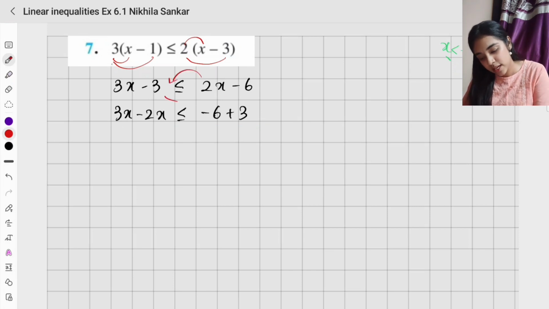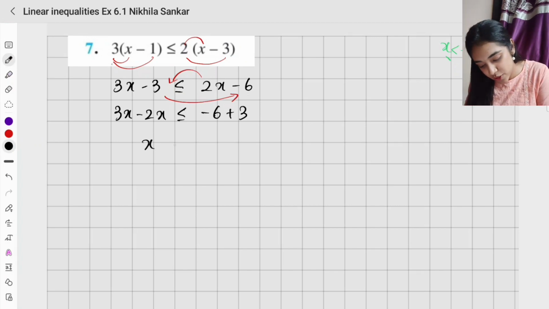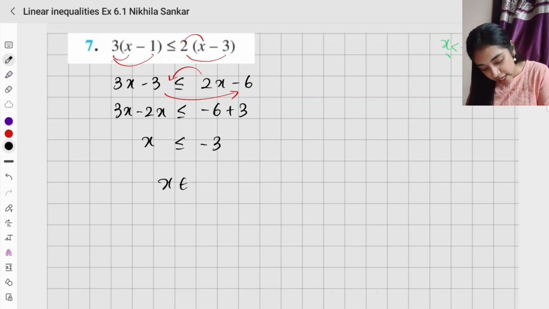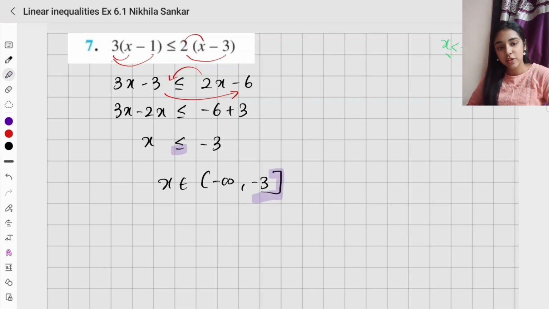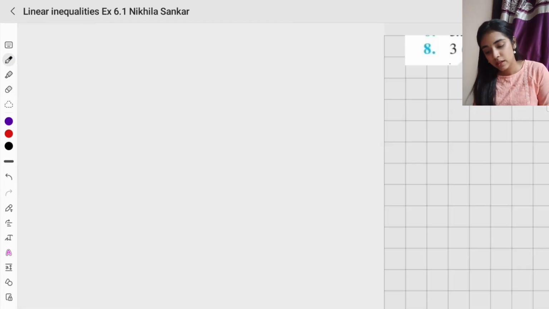I'm taking 2x to this side, bringing -3 to this side. Okay, so 2x becomes -2x, -3 becomes +3. So what I have, 3x minus 2x is x less than or equal to -3. Very very simple. X is less than or equal to -3, so how do we write the range? X belongs to minus infinity to -3 including -3. I see that there is an equality symbol here, so it includes -3. This is the difference between the previous question and this question. The -3 is also included. Okay, please remember.